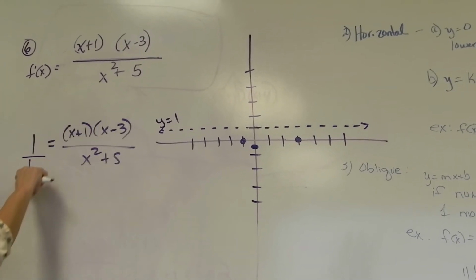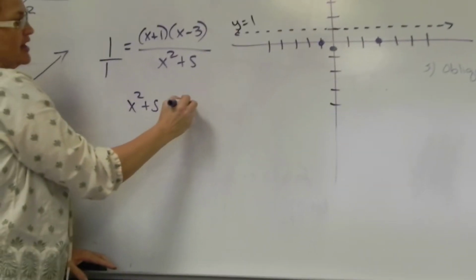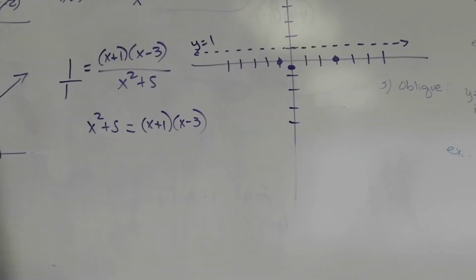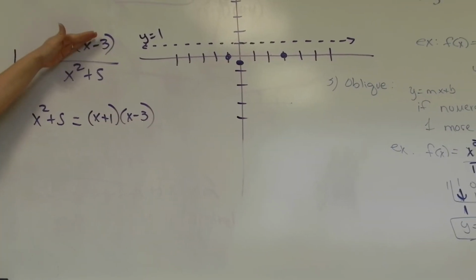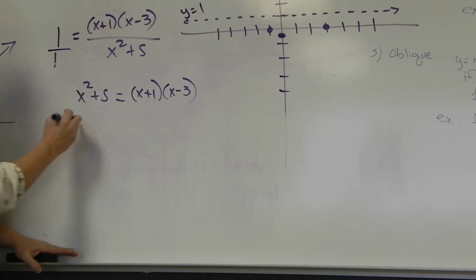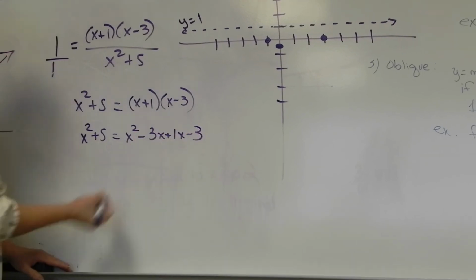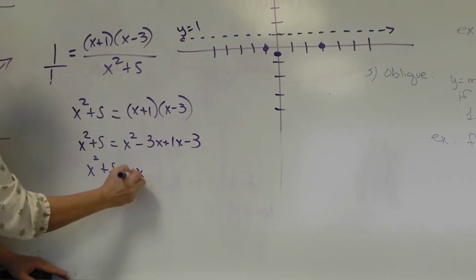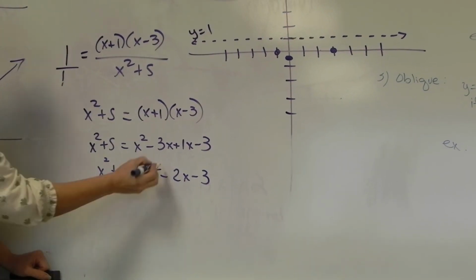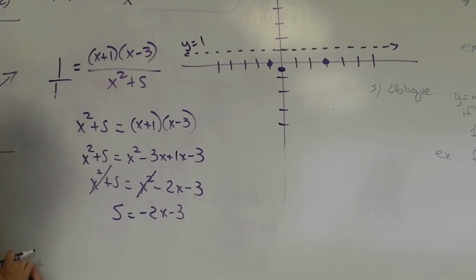Now we'll cross multiply: 1 times x squared plus 5, equals 1 times x plus 1, x minus 3. And then we're going to try to solve that. Again, cross multiplying, it's just times 1, so it is what it is. Then to solve this, I'll need to FOIL the right side. So x squared plus 5 equals x squared minus 2x minus 3. I think we're going to get an answer. The x squareds cancel out. It becomes a linear equation.